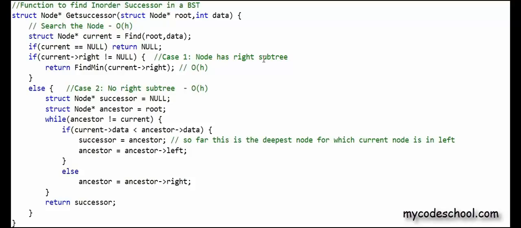If you have understood this code, this logic, then it should be very easy for you to write a function to find the Inorder predecessor. I encourage you to write it.